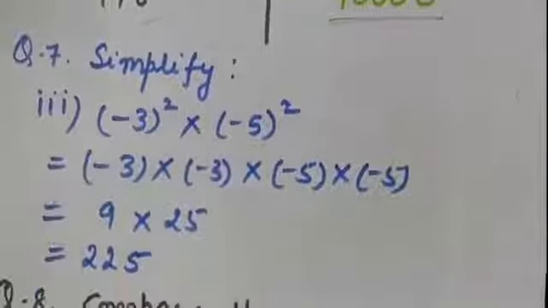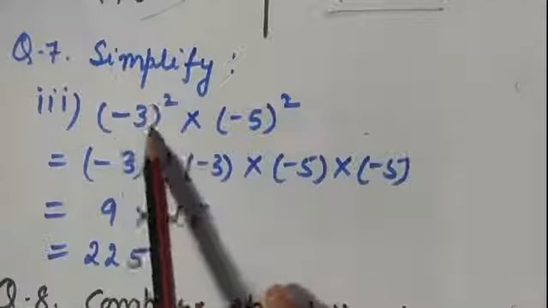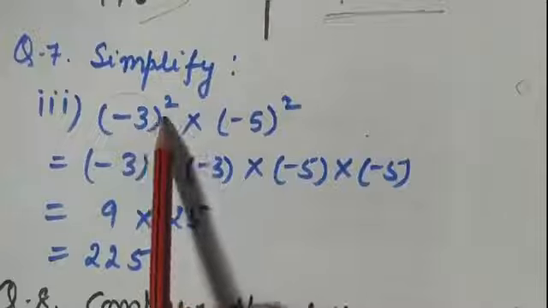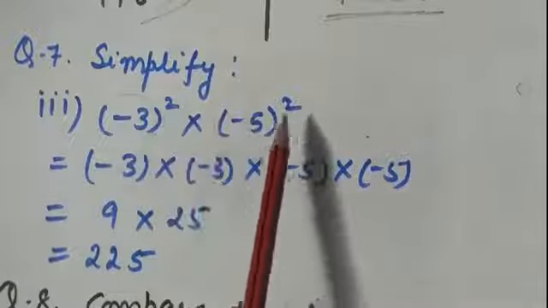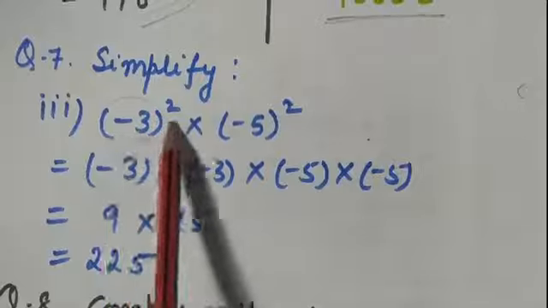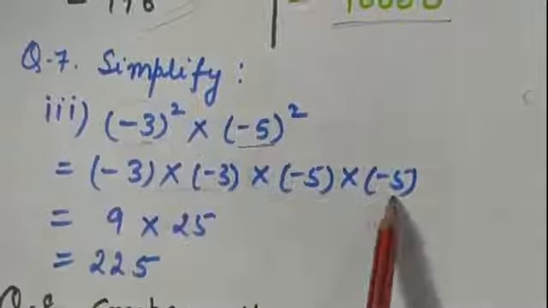Come to question number 7. Again we have to simplify. Now these are negative numbers, that is, integers. So minus 3 raised to the power 2 into minus 5 raised to the power 2. Here this means minus 3 is multiplied 2 times, and minus 5 is multiplied 2 times.